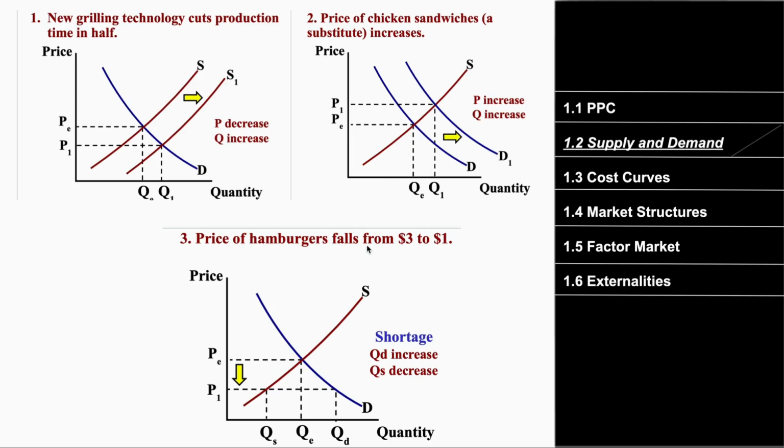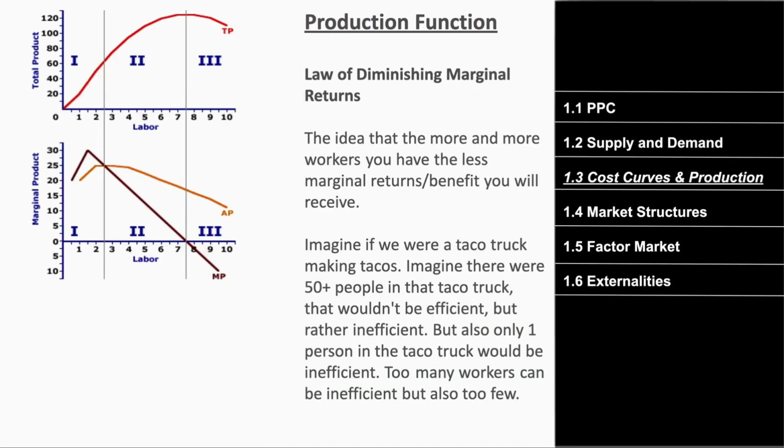The price of hamburgers falls from $3 to $1. Assuming the product is a hamburger, that doesn't change anything, because that doesn't shift the curve. If it goes from $3 to $1, it goes from like here to all the way down here. You get what I mean? It changes the equilibrium, but it doesn't actually change the curve. So it causes a shortage, but it doesn't really cause any change to supply and demand. Now we're going to go over cost curves and the production function.